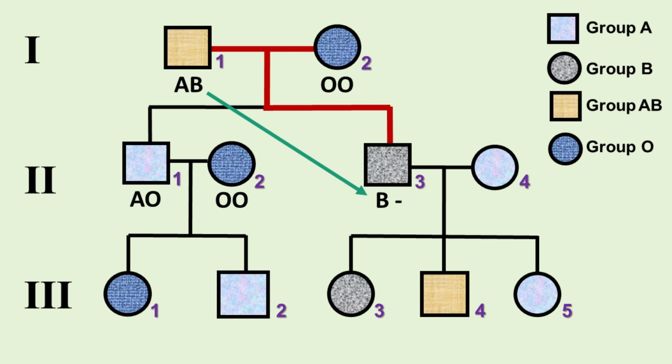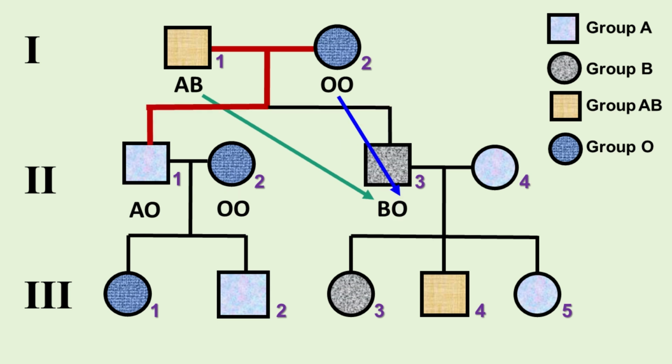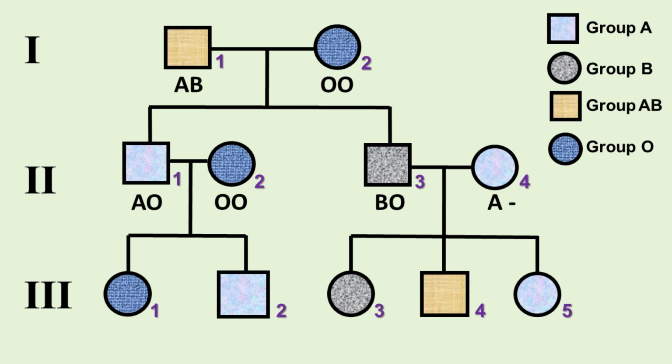Following the red path to his parents, he received his B allele from his father, and as his mother is an O-type, he received an O allele from his mother, so his genotype is BO. Individual II4 has an A-type blood group, so she has an A allele. But as she is also a stranger in this pedigree and there is no information about her parents, we have to leave her as A-.